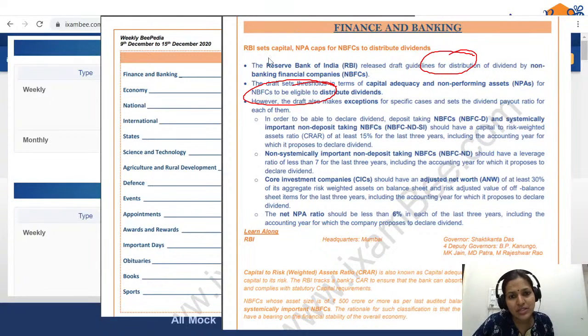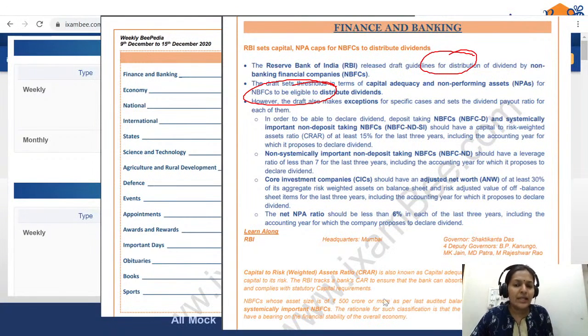Say for example, this was in the news that RBI sets NPA caps for NBFCs to distribute dividends. So RBI has recently come out with guidelines on when NBFCs can be restricted from distributing dividends to their shareholders, right? Now there are certain terms talked about here like CRAR. So we go ahead and discuss and describe those at that very moment for you, so that if you don't know, you get some idea and you can move ahead.